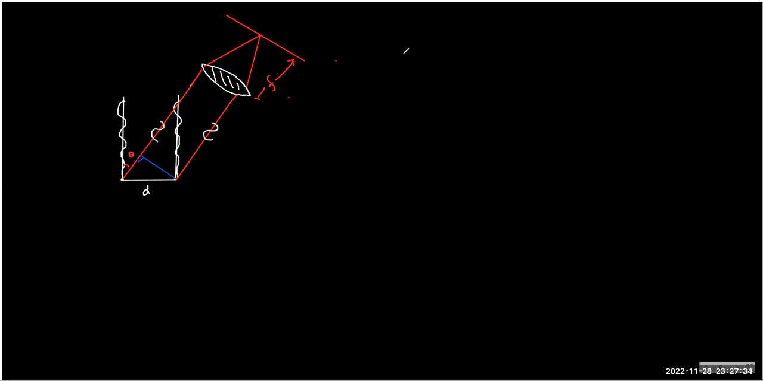Can you tell me what the path difference is? Delta x is how much? 2d? No, it's not 2d here. It's only d sin theta. So what is the condition for maxima? It will be d sin theta equals n lambda. For the first order, we can put n equals 1, because we are talking about the nearest spacing. So d sin theta is lambda.